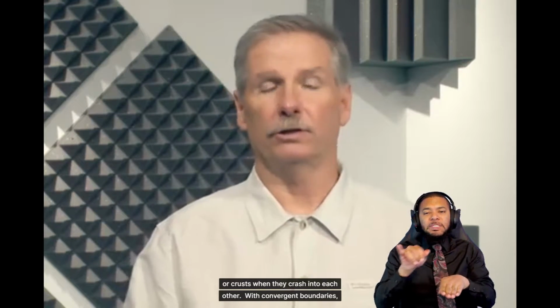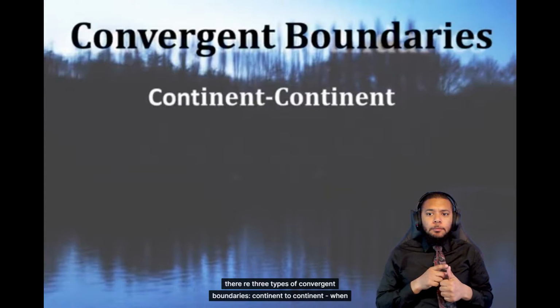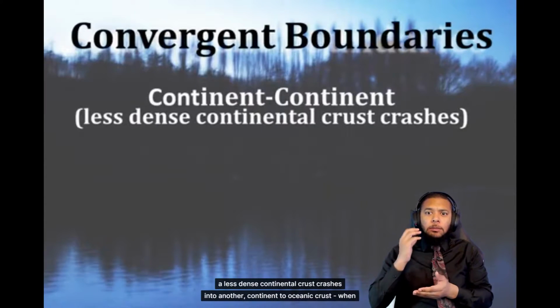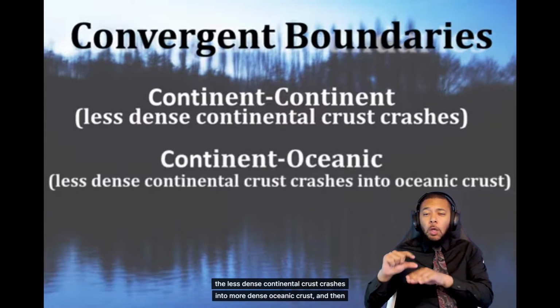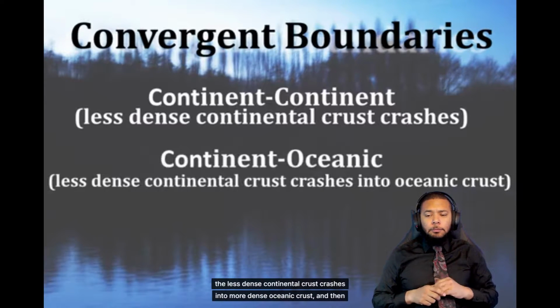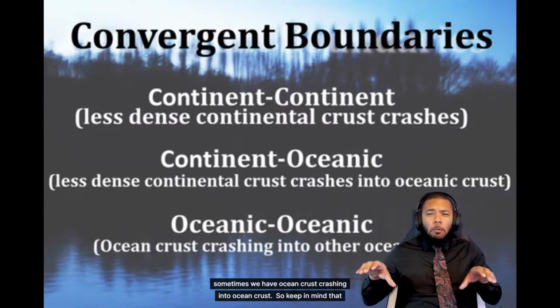With convergent boundaries, there's three types of convergent boundaries. Continent to continent, when the less dense continental crust crashes together. Continent to oceanic crust, when the less dense continental crust crashes into more dense oceanic crust. And then sometimes we have ocean crust crashing into ocean crust.